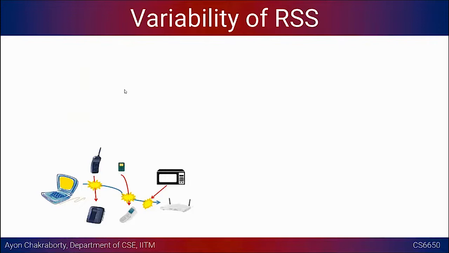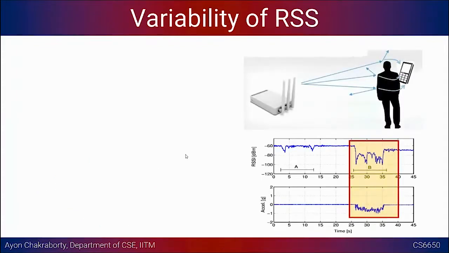There could be other interferences from different sorts of devices which are operating in the same band. Otherwise, you will not have an interference. This also contributes to the variability of the RSS. Or you can have people moving around.